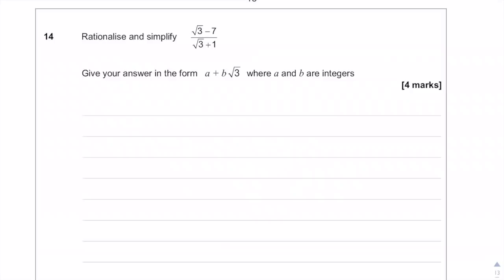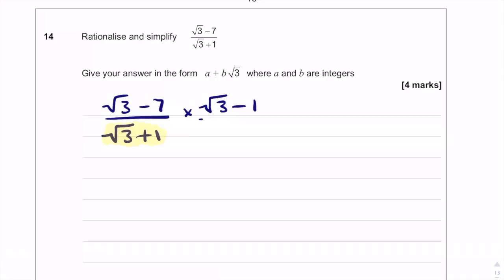Question 14, rationalize and simplify (the square root of 3 minus 7) all over (the square root of 3 plus 1). Give your answer in the form a plus b root 3, where a and b are integers. If I just rewrite the expression, what we need to do is multiply this fraction by this bottom number, but change the sign. So we'd be multiplying it by (root 3 minus 1) all over (root 3 minus 1).